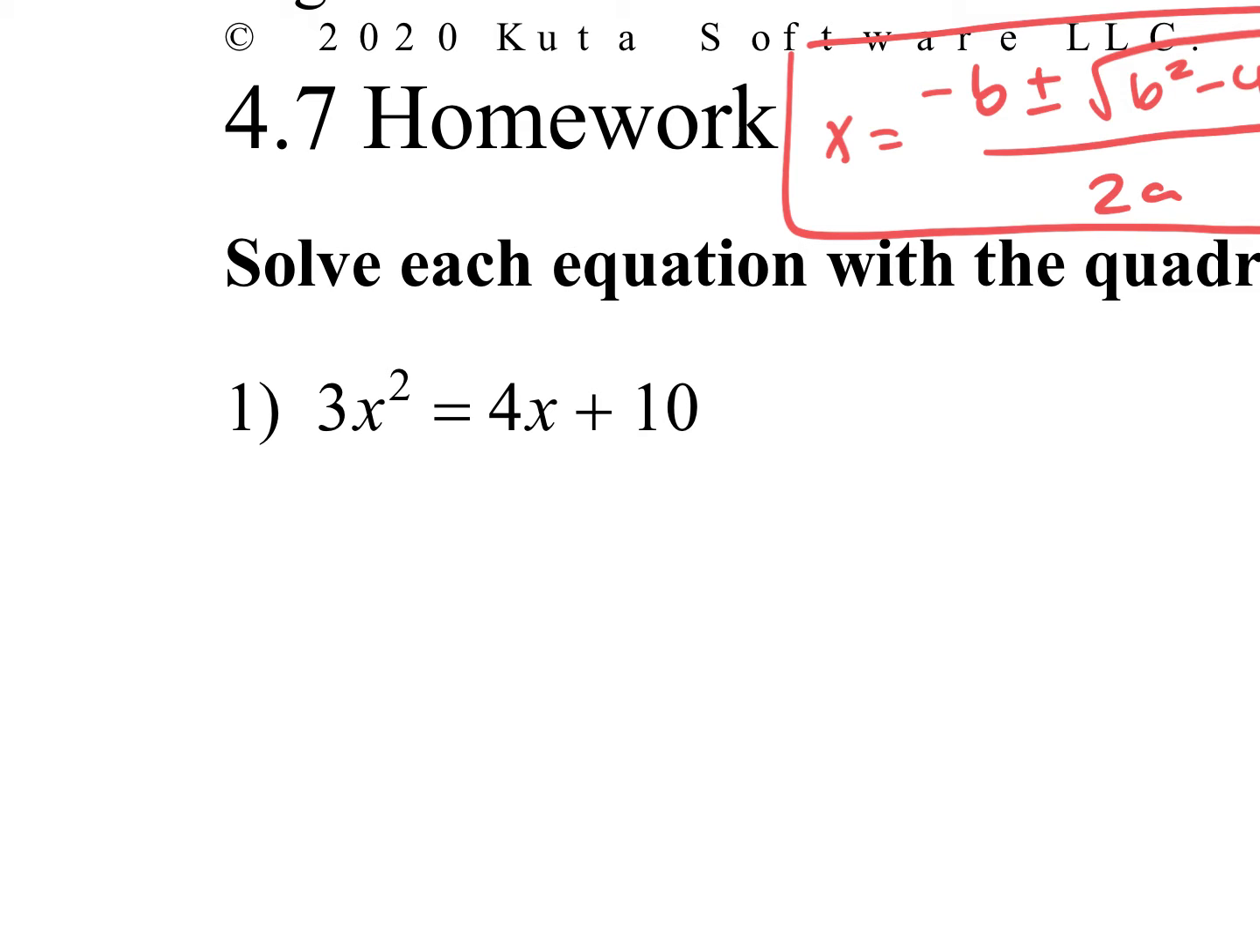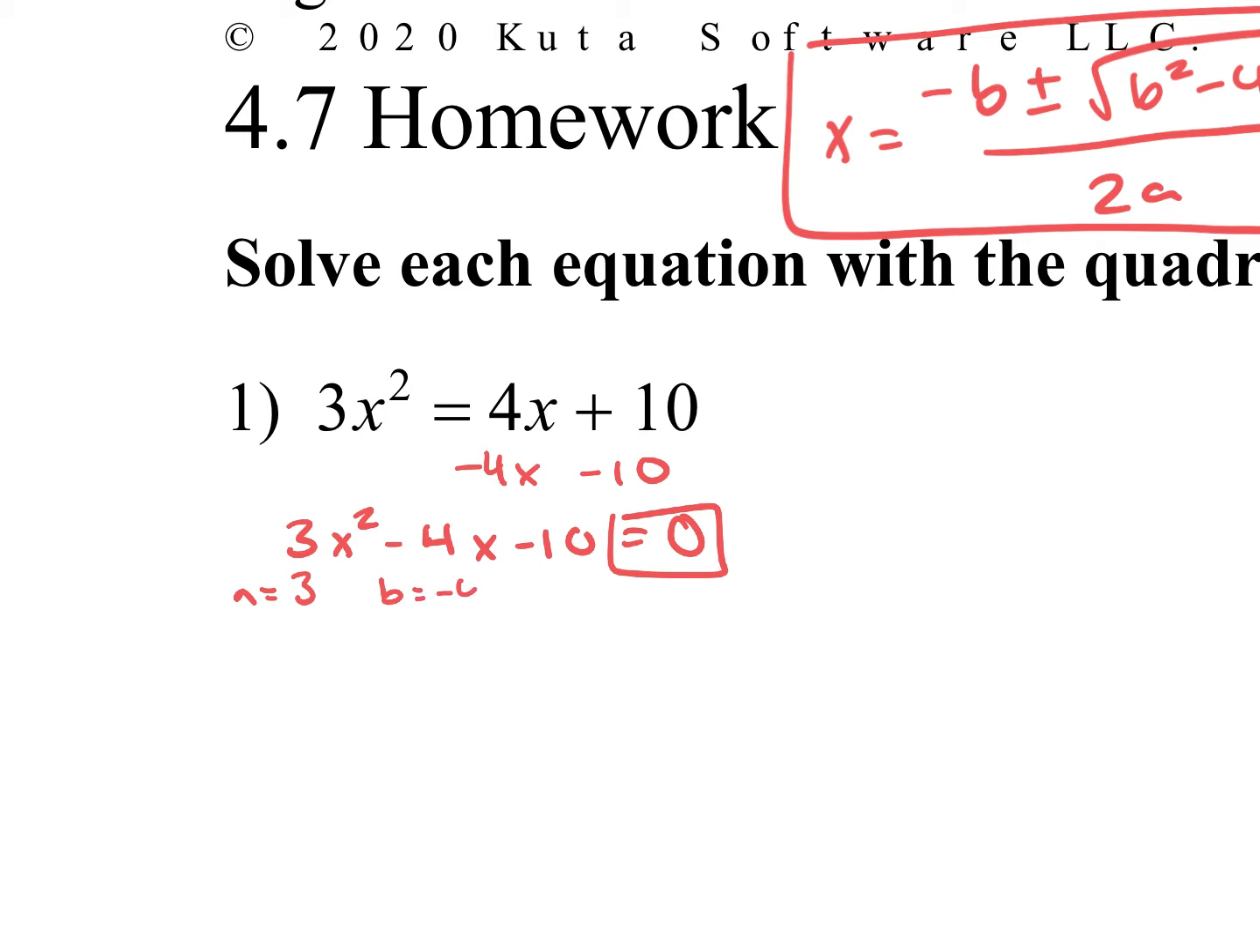So number 1, a couple different things I can do here. I could either move 3x squared to the right or move 4x and 10 to the left. What do you think I should do? I can subtract both sides by 4x and subtract both sides by 10. If you moved the 3x squared, that's totally fine. Your answer is just going to look a little bit different because the signs are going to be different, but it'll be the same. So we have equal to 0. That's my goal. Now I can just list a, b, and c. What's a? 3. What's b? Negative 4. And what's c? Negative 10. And now I plug it in.